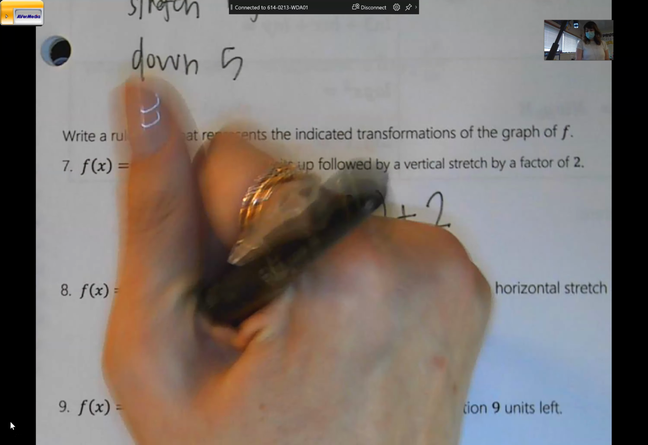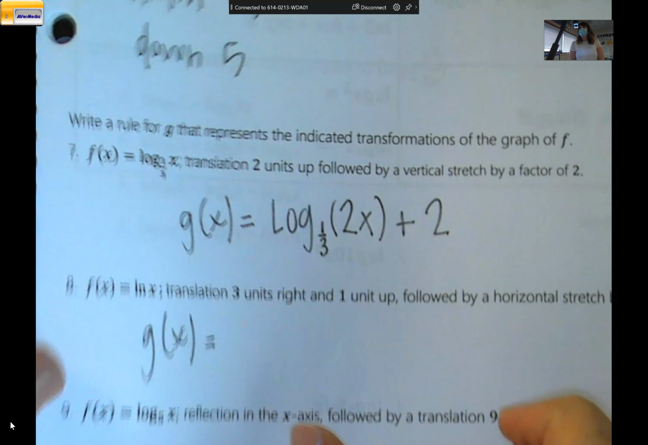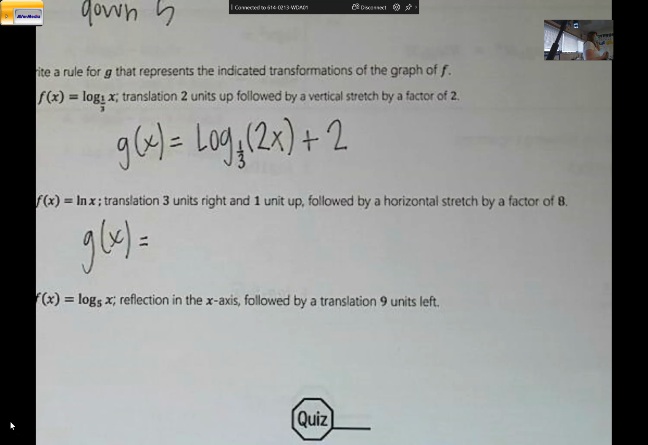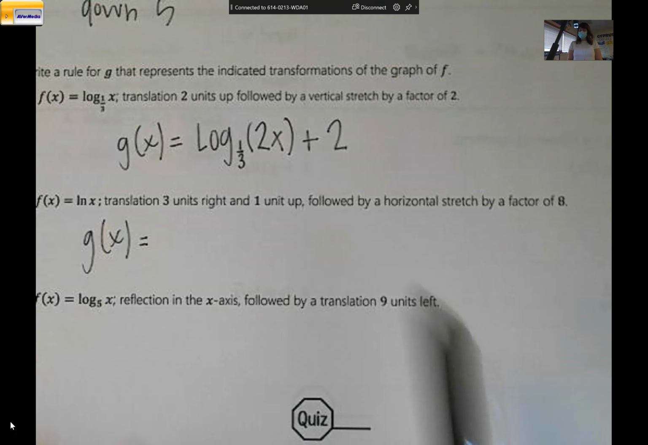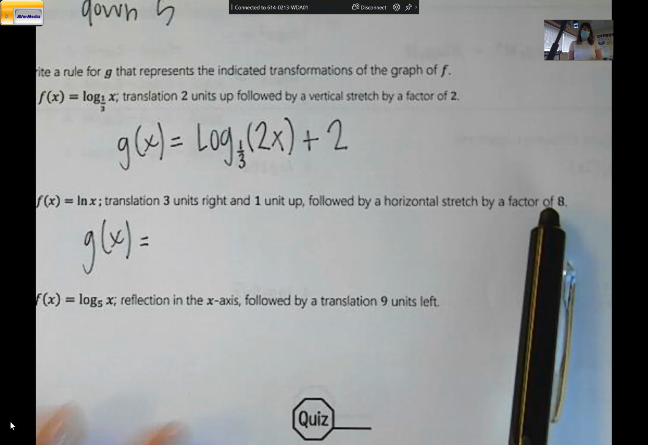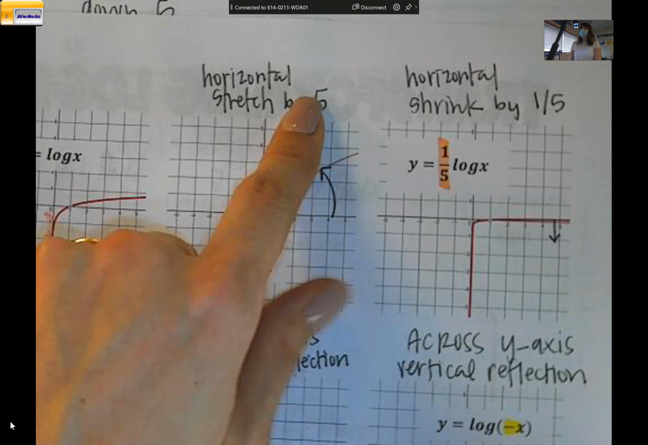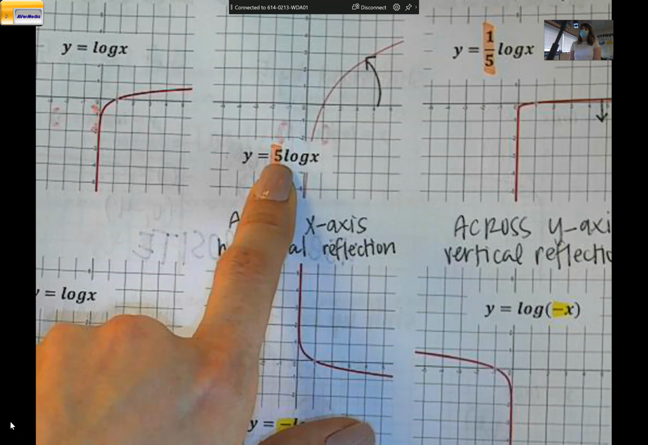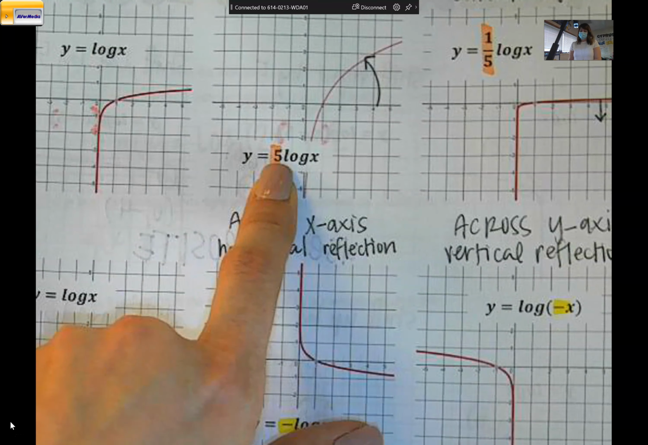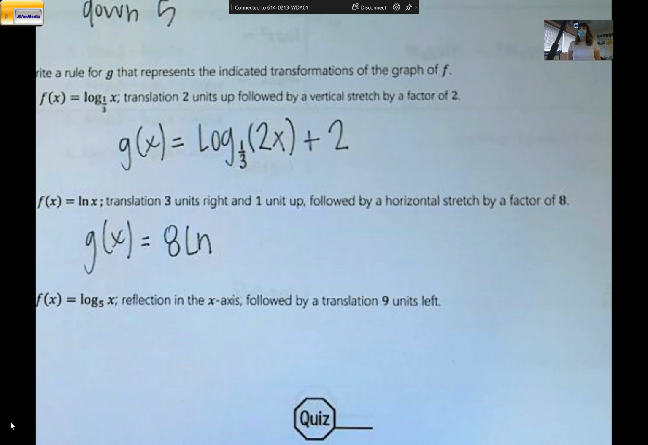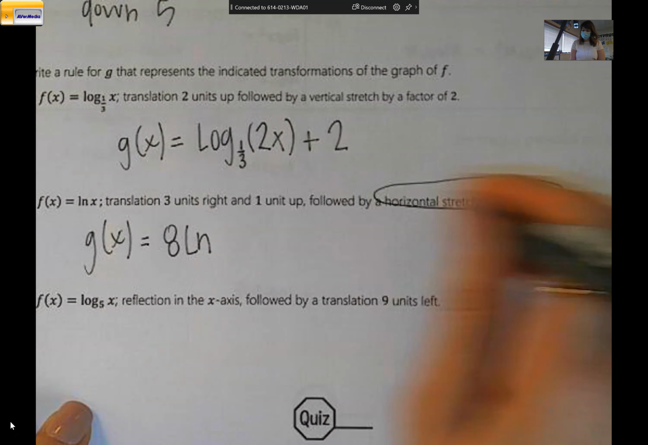The next one, they want us to translate the natural log. Once again, I'm going to read it in the order you would get it on your quiz, because the quiz does it a little bit easier. So the first thing we look at is this horizontal stretch by 8. So I'm going to go to my paper and I'm just going to verify when I have a horizontal stretch, that number is on the front of my log. So I'm going to say 8 ln. So I just did this guy, horizontal stretch.